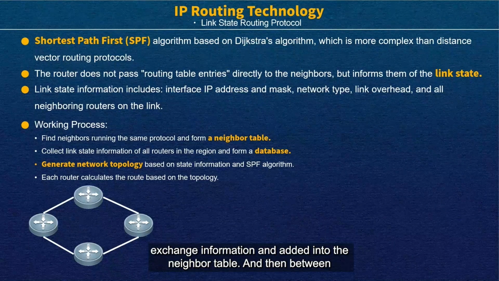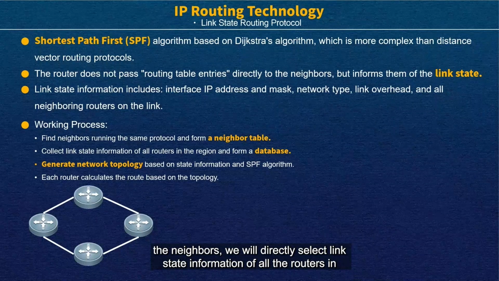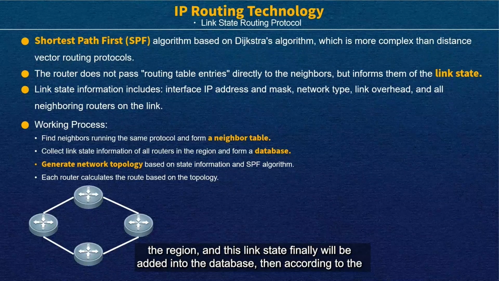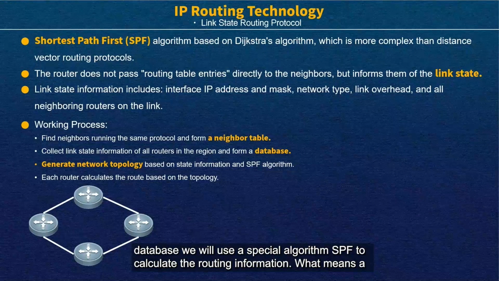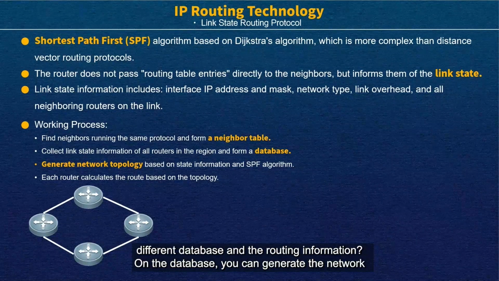And then between the neighbors, we will directly exchange the link status information of all the routers in the region. And this link status finally will be added into the database. Then, according to the database, we will use the special algorithm SPF to calculate the routing information. What's the difference between the database and the routing information?